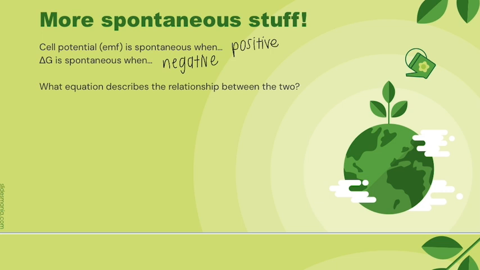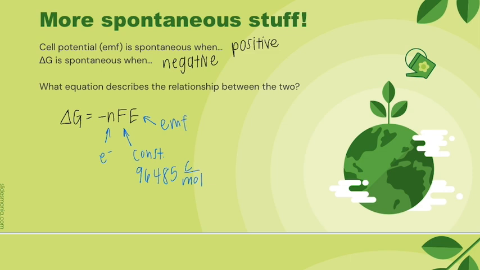But what is the relationship that describes these two? We have delta G is equal to negative nFE. Looking at these variables, n is going to be the number of electrons transferred. F is going to be a constant called Faraday's constant. It's given. The value of this is actually 96,485. And then E is going to be that EMF, E cell, the cell potential that we talked about.